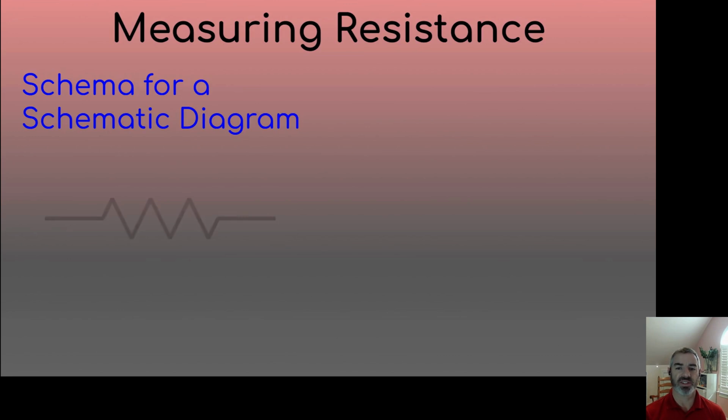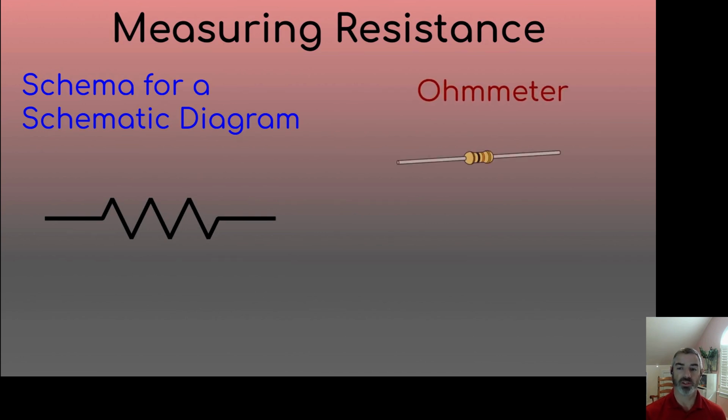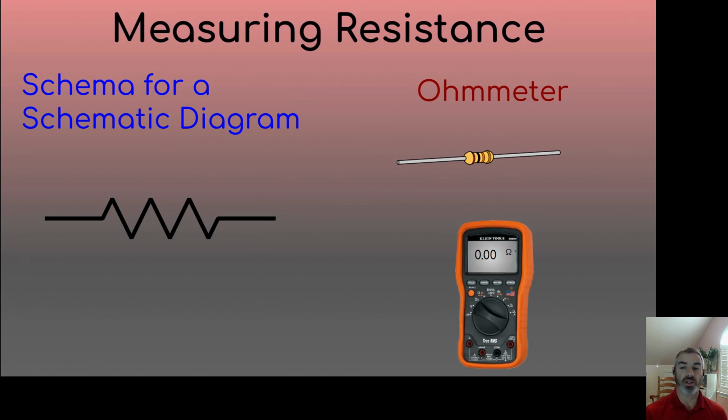So, measuring resistance. In a schematic diagram, this is what a resistor would look like, a zigzag line. We're going to measure resistance using an ohmmeter. This is an ohmic resistor that we have here, and you cannot have the resistor set up in a circuit. You're just going to measure the resistance before you set it up in a circuit. Take our multimeter and set the wires on either side of the resistor to give us a reading of 1.000 kiloohms, or 1,000 ohms, which is the resistance of this ohmic resistor.